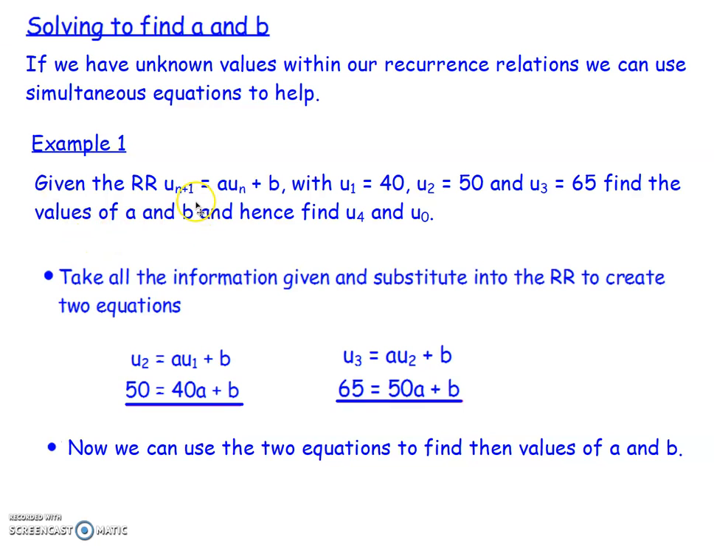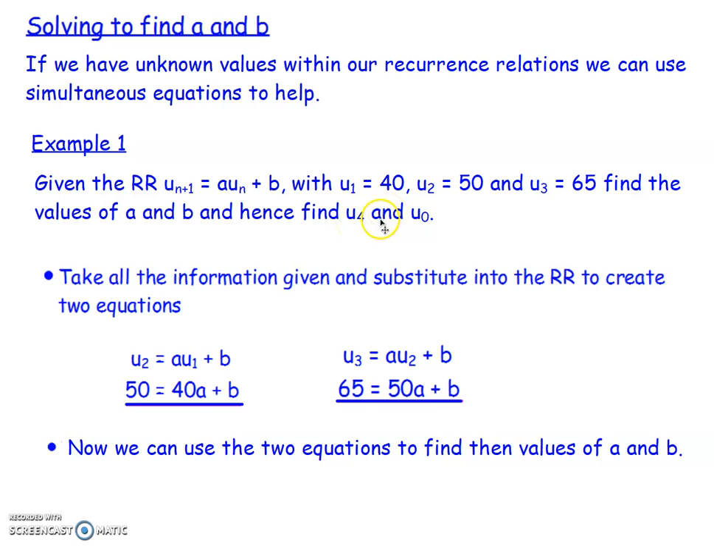It's important to remember that the one in this part is u(n), and then the next term would be u(n+1). That question featured in the multiple choice that I set the other day. Now, you've got u1 = 40, u2 = 50, and u3 = 65, and you're finding the values of a and b, and then you're going to therefore find the values of u4 and u0.